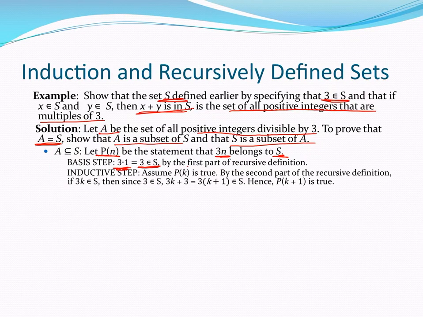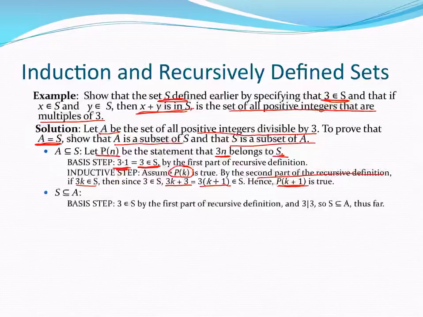Now we assume Pk is true, that 3 times k belongs to S. And the second part of our recursive definition for S is since 3k is in S, then 3k plus 3 is in S. But that equals 3 times k plus 1, which is the statement Pk plus 1 is true. All right, so A is a subset of S, and everything that looks like 3 times n belongs to S. Let's show that S is a subset of A.